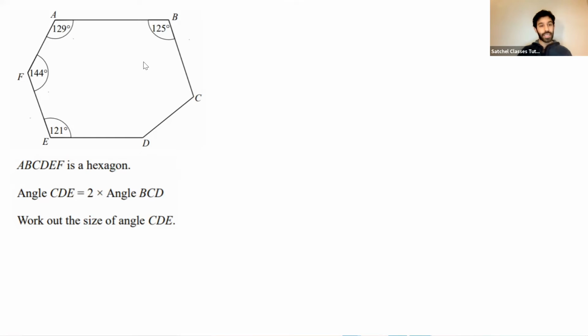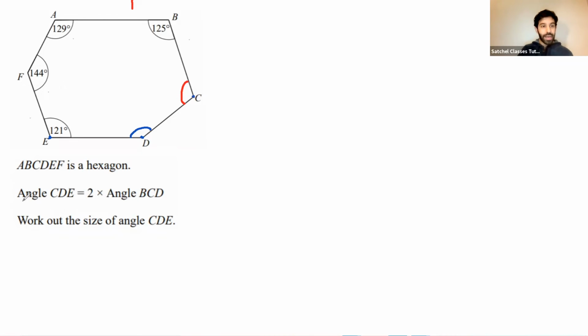So what we have is a six-sided shape. It's a hexagon, but it's not a regular hexagon, so it makes life a little bit more tricky. But what the question says is angle CDE, again, we want the middle angle, so this angle here is equal to 2 times angle BCD. So angle B is on the top over here, BCD. So we want this angle over here. So CDE is equal to 2 lots of BCD.